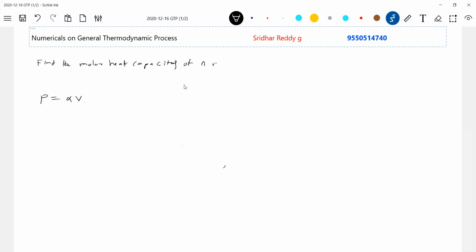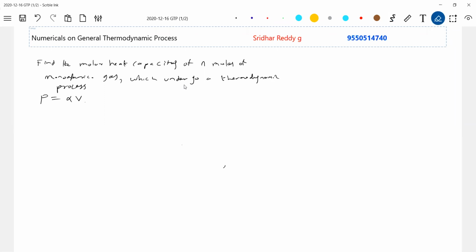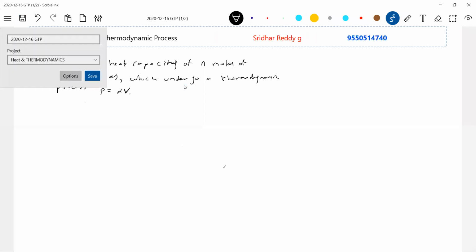n moles of a monatomic gas which undergo a thermodynamic process where alpha is some constant. It can be. Okay, the condition is what he has put.